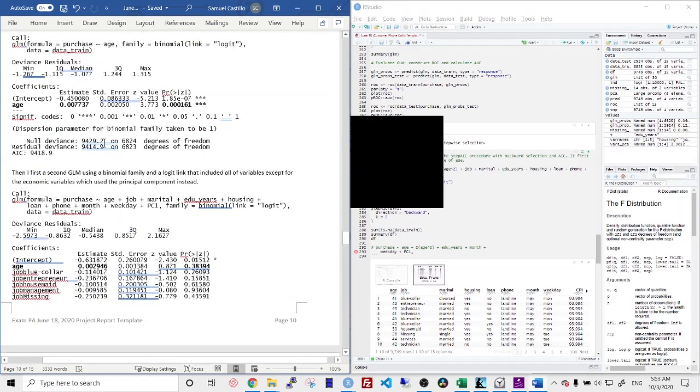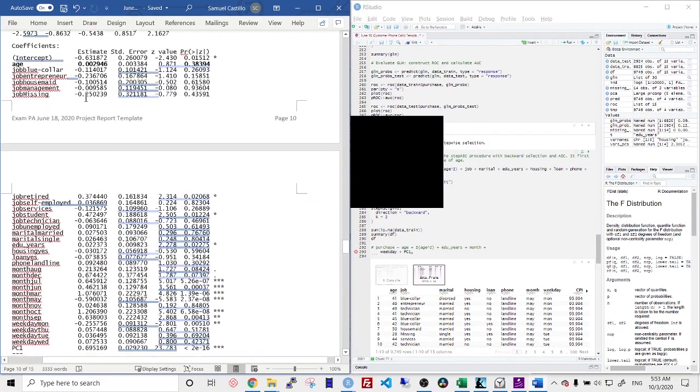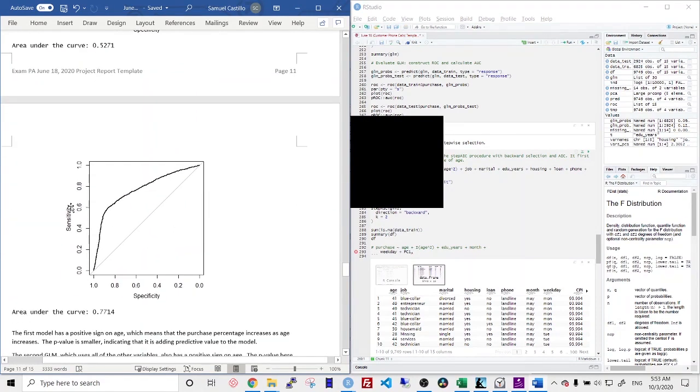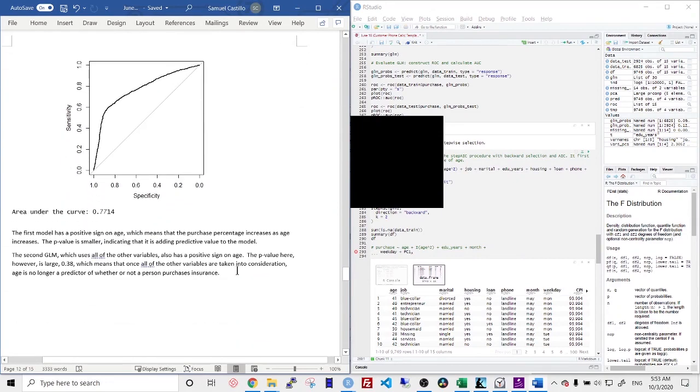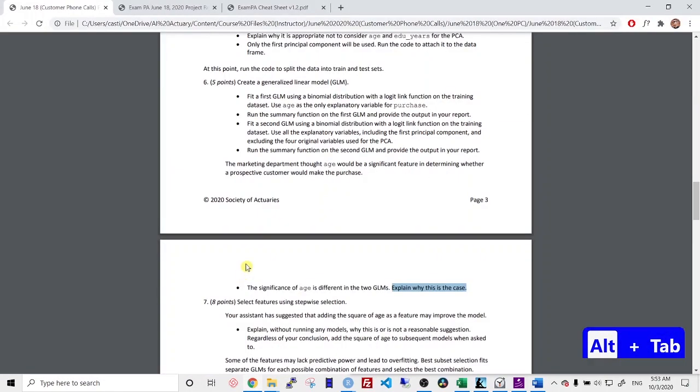However, if you tell me nothing about a person except for their age, then based on their age, I'll be able to at least make an educated guess as to how they'll purchase. I'll at least be able to say, okay, younger people are less likely to purchase than older people. But once you give me all of this other info, I can already tell you if they'll purchase or not. And so what was the question asking for?